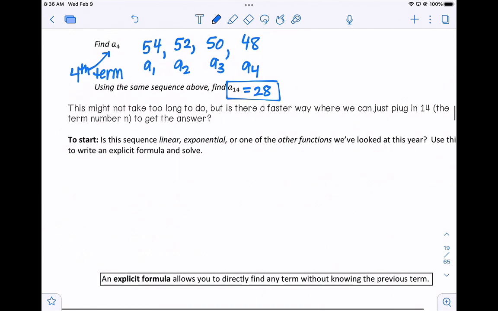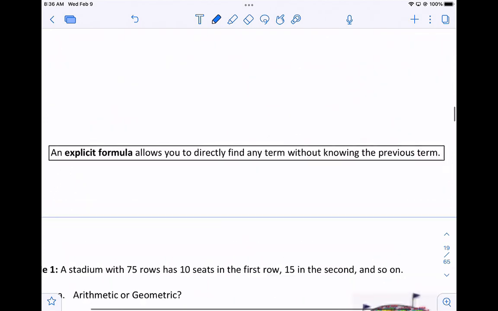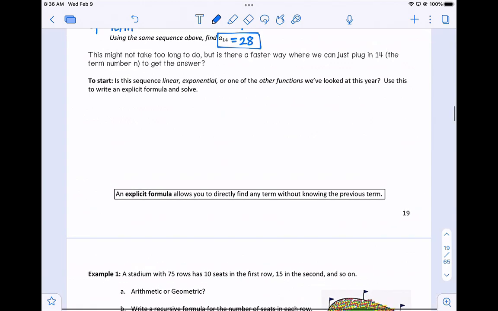This might not take too long to do, but is there a faster way where we can just plug in the 14, the term number, to get the answer? And there is. So we're going to take a look at that today. How can we write this thing called the explicit form, which is an equation that allows you just to plug in the term number that you want to find the answer versus hitting enter like 14 times.